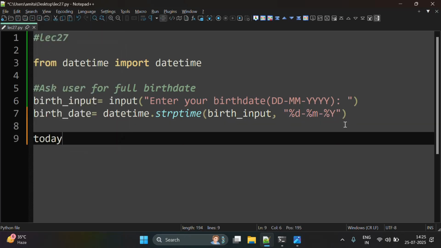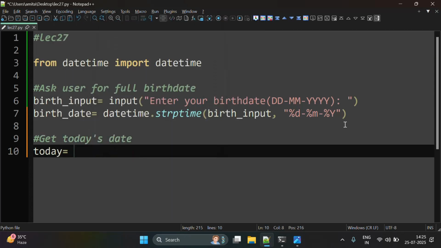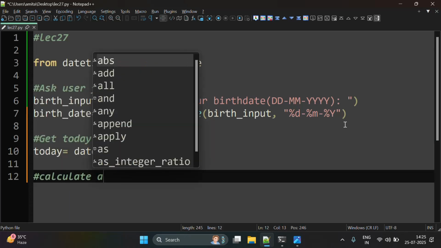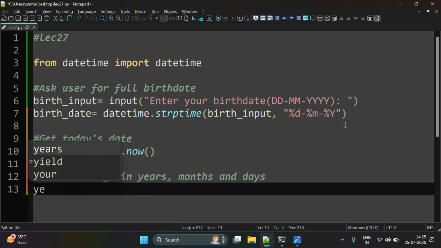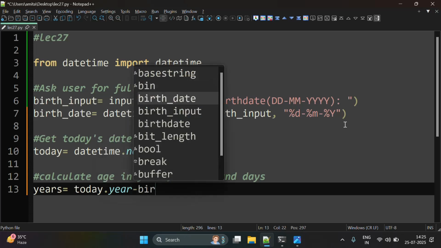Okay, so we need to get today's date now. Let us comment here, get today's date. And today's date is datetime.now. Then the next thing is to calculate age in years, months and days. To calculate the years, we need to write today.year minus birth_date.year.